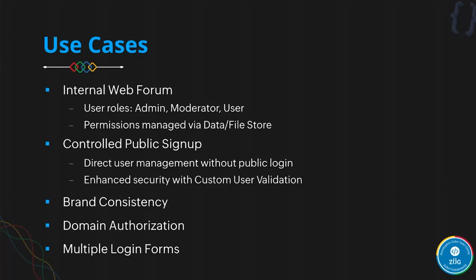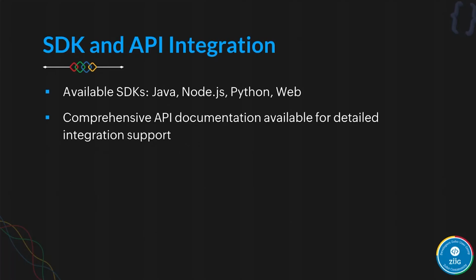When it comes to the SDK and API side of things, Catalyst provides extensive SDK support for languages like Java, Node.js, Python, and also through our web SDK. Detailed API documentation is also available, guiding you through managing users and accessing your user details through your code. These resources ensure that you can fully integrate Catalyst authentication into your application development workflow very easily.